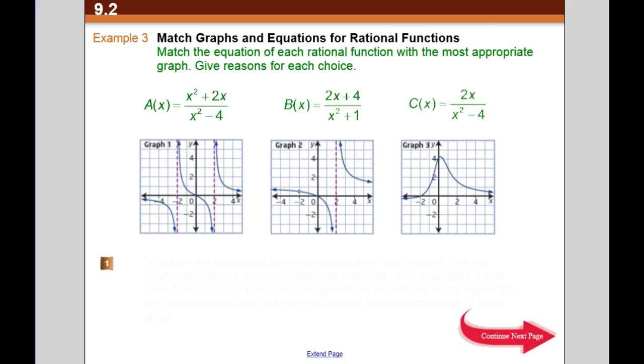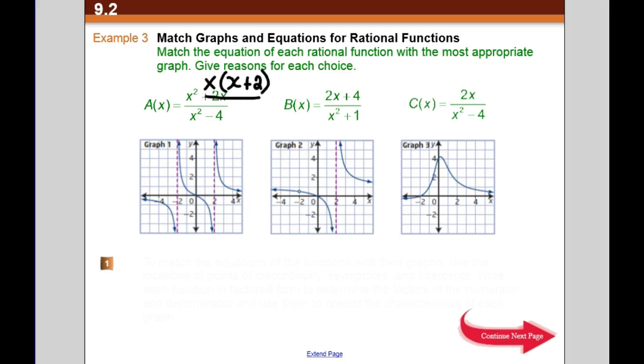Okay, so example 3 is a matching question. So we're just taking these equations and we have to match them from the graph. So we can do this any way we want. You could even get out a graphing calculator and check what they would look like on a graphing calculator. One way that I like looking at them is by factoring and seeing what's going to happen. Okay, so if I factored this one, I could take an x out of the top and I would just be left with x plus 2 in brackets.